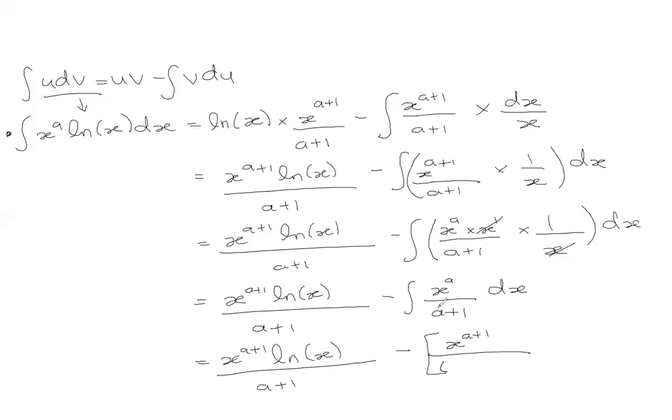But because we've already got an a plus 1 here, it's just going to be a plus 1 squared, right? Because you've got that a plus 1 and then you're dividing again by a plus 1. So you'll have like 2 lots of a plus 1 at the bottom. And then don't forget your plus c term.